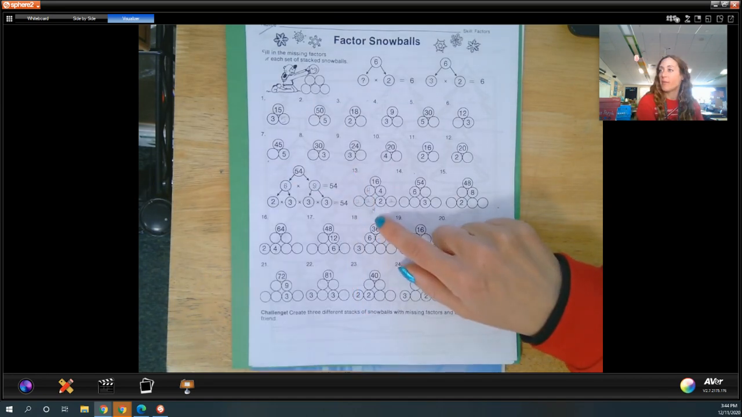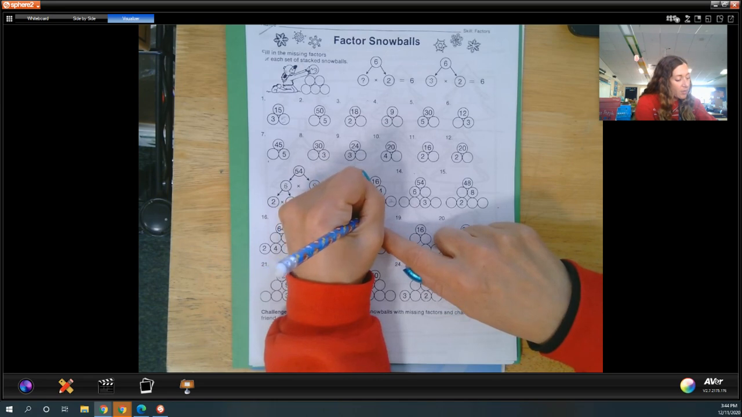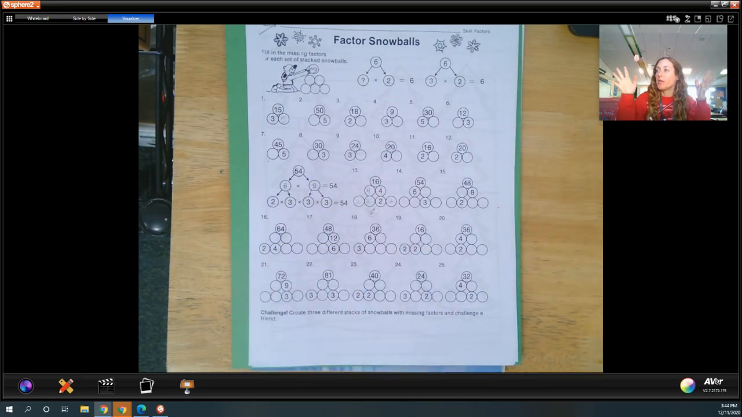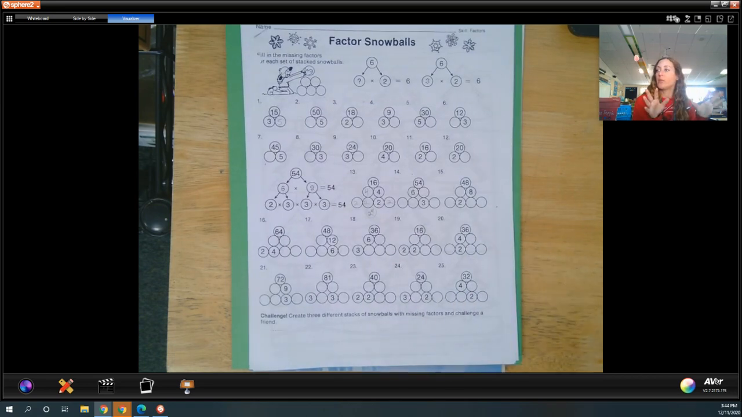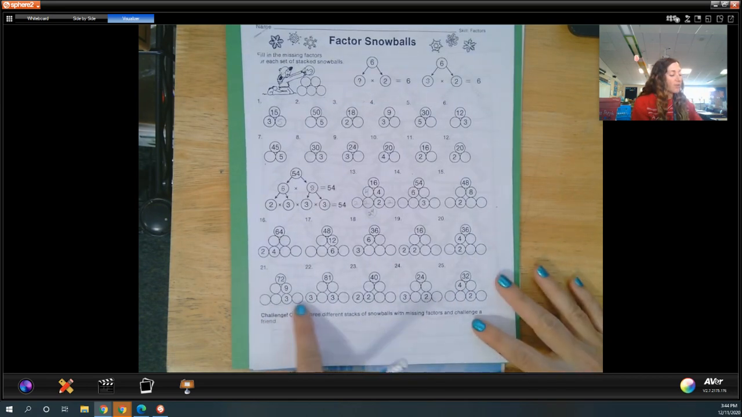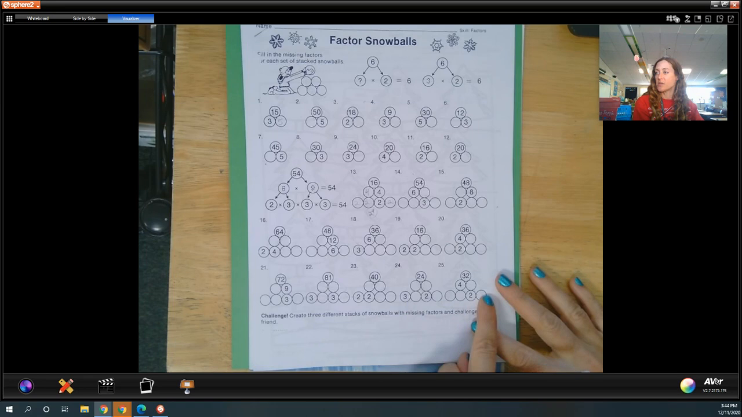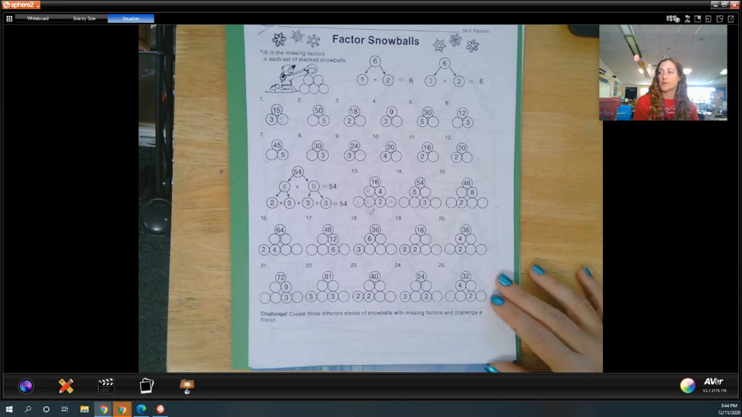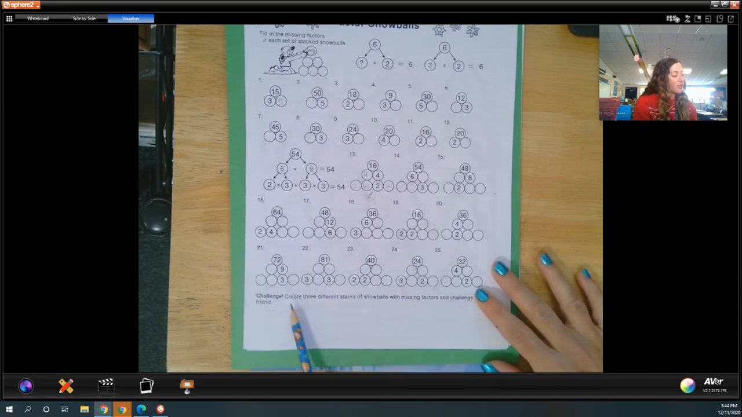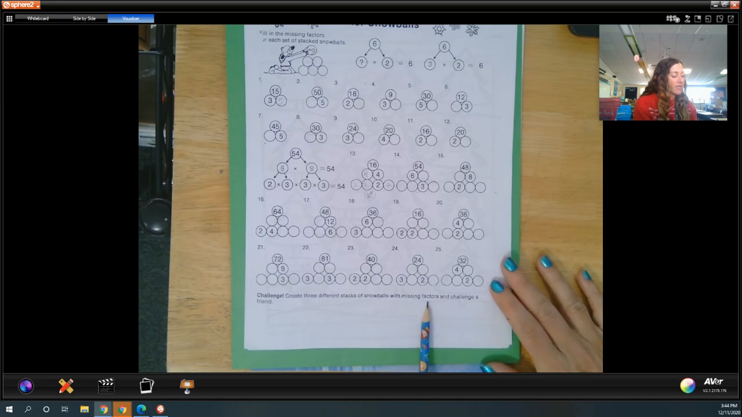Okay, so maybe that might bring a little bit of spark to your memory. All right, so on this page, on this worksheet, you are breaking the numbers down, and all the bottom snowballs should be prime numbers. Okay, no 10s, no 8s, no 9s, prime numbers. Now, for your challenge, you can create your own 3 different stacks of snowballs with missing factors and challenge a friend or maybe a family member.